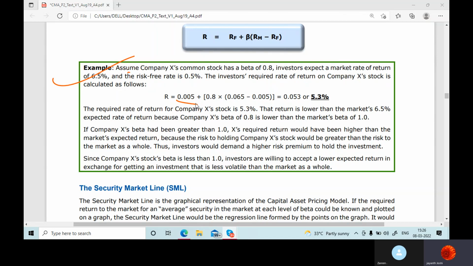So this is your risk-free rate, this is your beta, this is your market return, and this is your RFR, the risk-free rate. So this is your expected return from that particular investment. This investment is less risky than the market. Why? Because beta is less than 1.